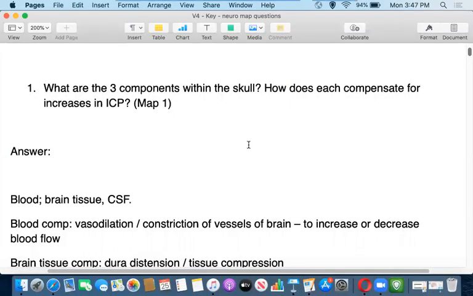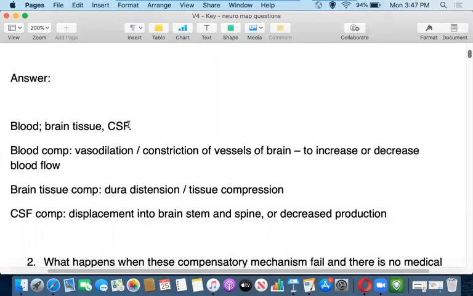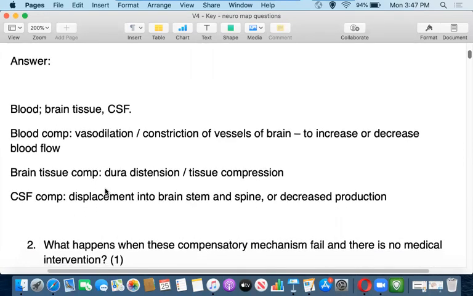And so we've just covered question 1, and here again are the answers in written form. And there they are written. And so basically summarizing what I've just said. Question 2. What happens when these mechanisms fail and there's no medical intervention?